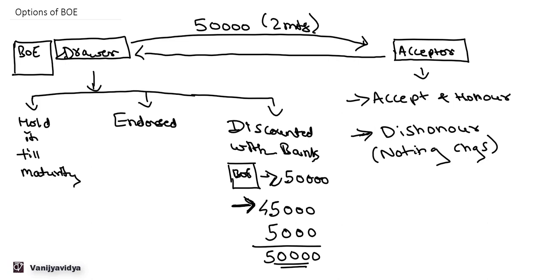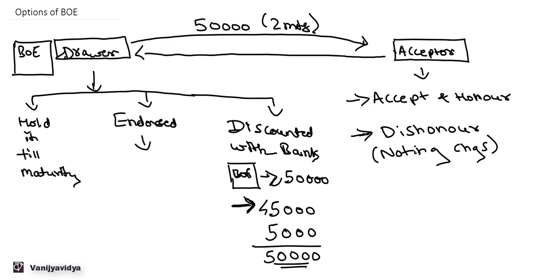So the noting charges, the acceptor is liable to pay unless he is able to prove that the bill was not properly presented for payment. Otherwise, these noting charges are required to be borne and paid by the acceptor of the bill. So whenever the bill is dishonored and it is held by the drawer till maturity, he will just reverse the entry of the bill of exchange, add whatever noting charges there are, and it will be recovered from the acceptor.